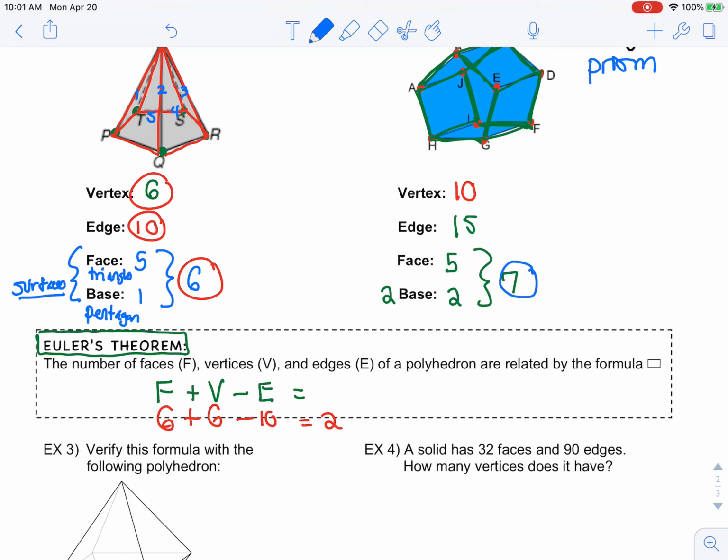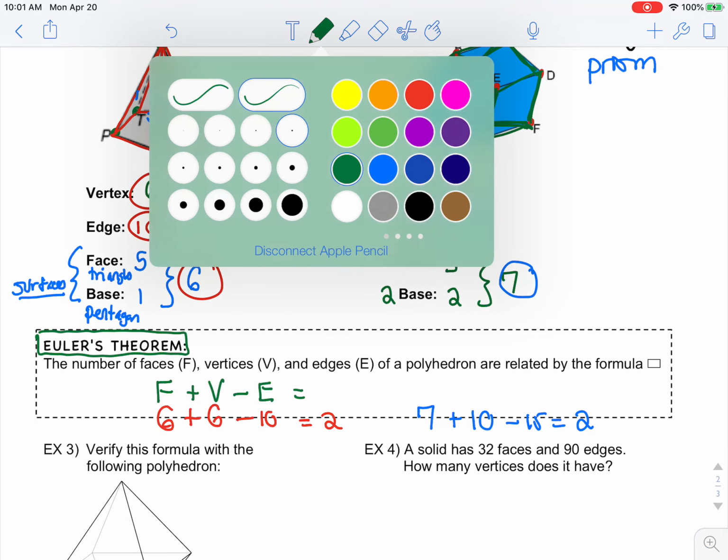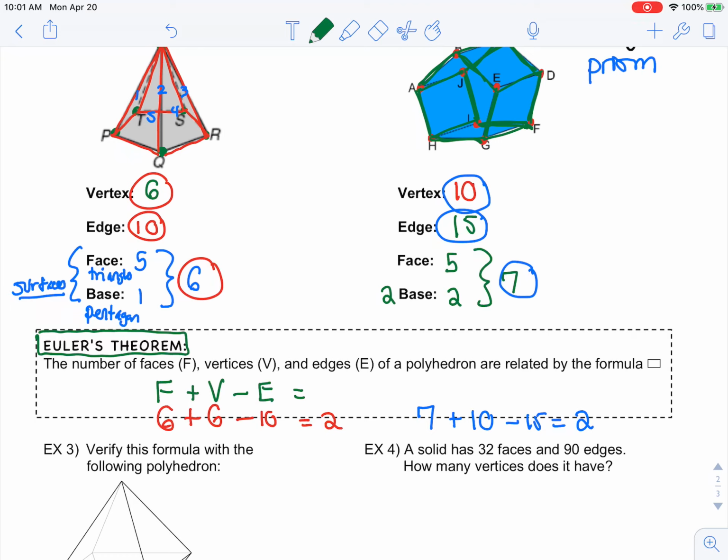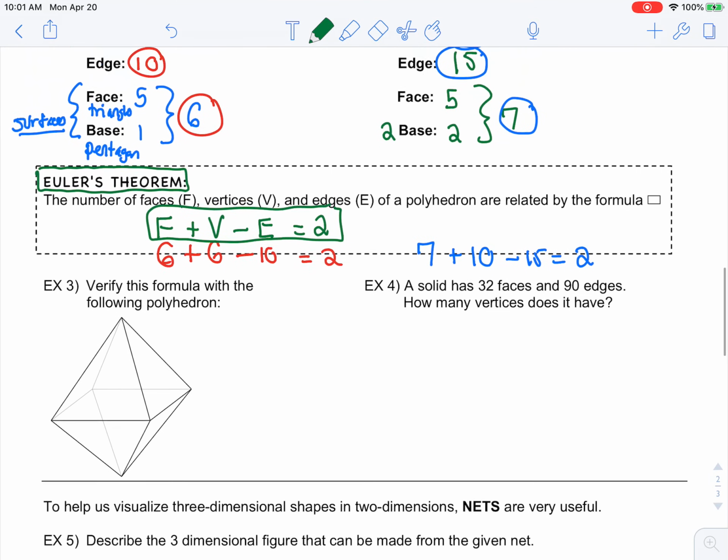Well, what happens when we do that over with the prism? If we take the number of faces, that would be 7, plus the number of vertices, that would be 10, and subtract the number of edges, 15, once again we get 2. Which is what Euler discovered, that no matter what type of polyhedron it is, this relationship always exists.